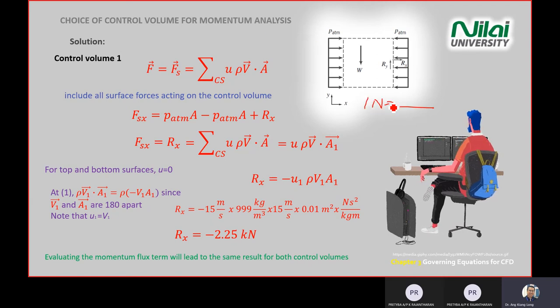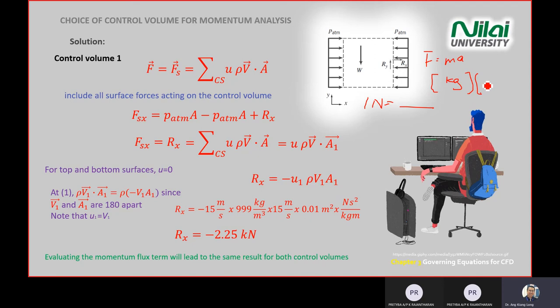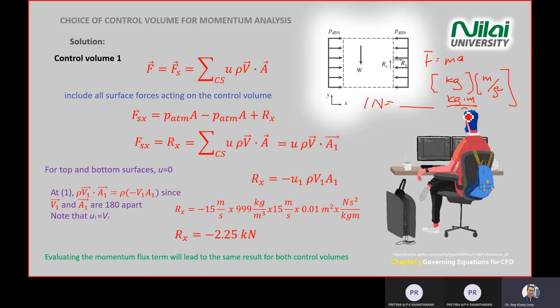1 newton equal to what? So force equal to ma by Newton's second law. So we do the dimensional analysis. Mass is kilogram. Acceleration is meter over second square. So kilogram meter over second square will be equal to 1 newton. So after you take the velocity times density times velocity times area, you arrive at something in kilogram over meter square, you convert to newton. So at the end you get negative 2.25 kilonewton.